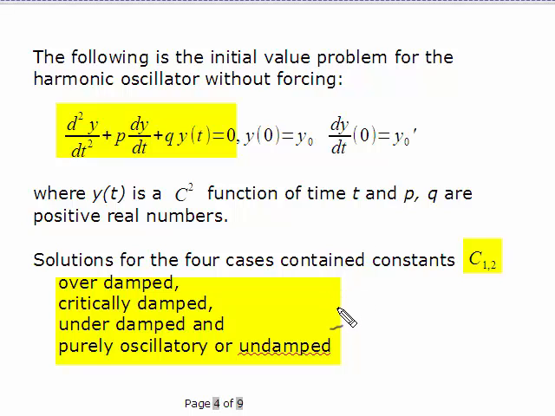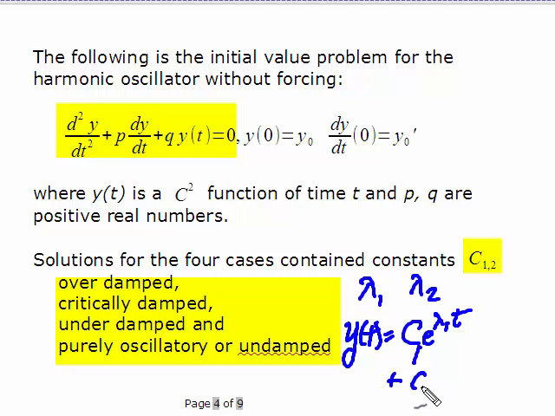For example, for the overdamped case, there were two distinct roots for the characteristic polynomial. We had a lambda 1 and a lambda 2, and the solution was y of t equals c1 e to the lambda 1t plus c2 e to the lambda 2t.